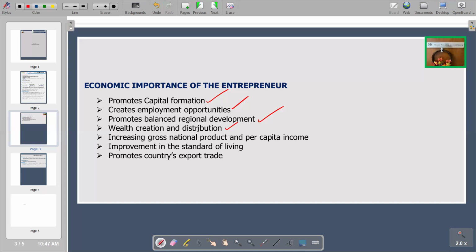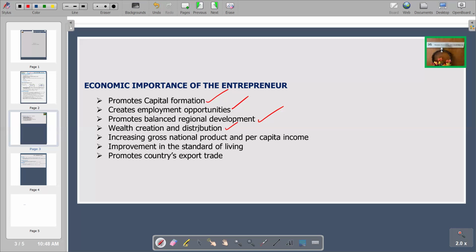Then the next one that we have is increasing gross national product and per capita income. So basically, gross national product, by definition, we are saying this is the total monetary value of goods and services that are being produced by the residents of a certain country, no matter their location. So that's gross national product.